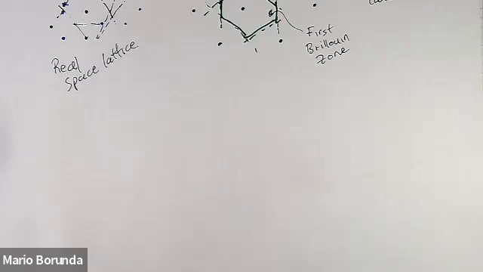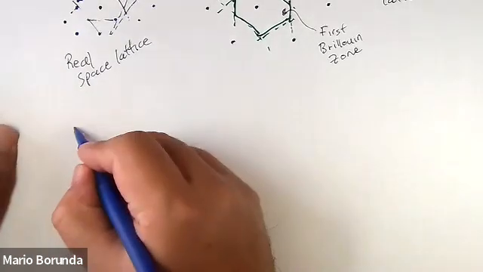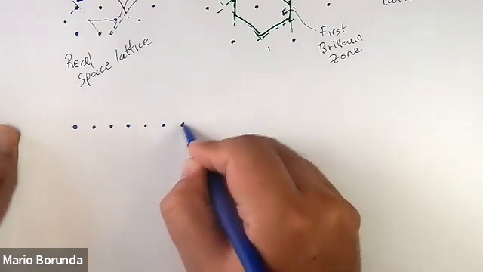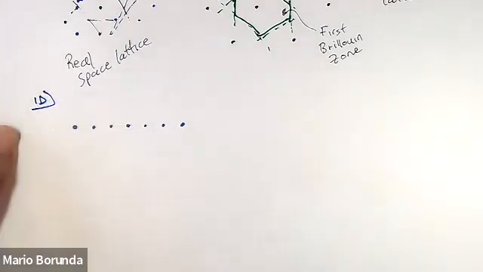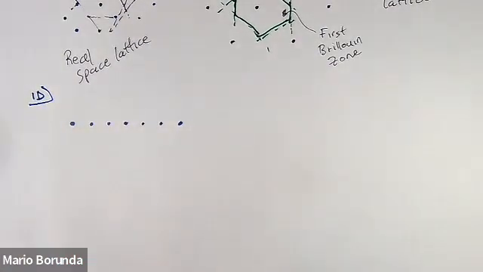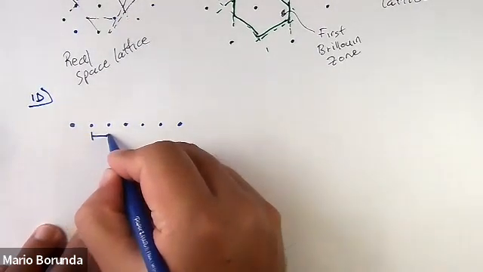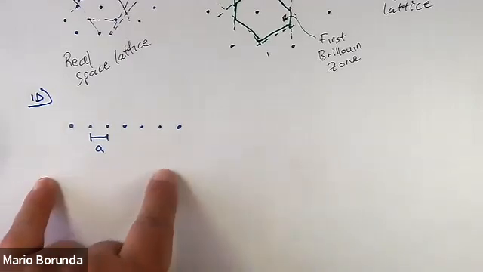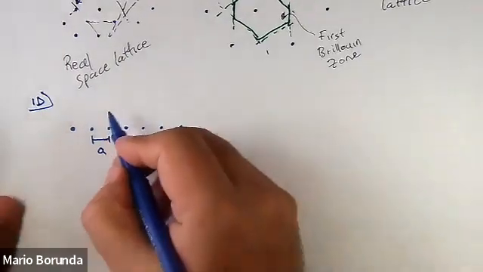So let's say that I had in one dimension, actually, this lattice right here. So this is one dimensional, right? What is the spacing that I have? A. It's just one number. The size of A might be the distance between these two. Let's assume they were atoms. So this is one dimensional in real space.